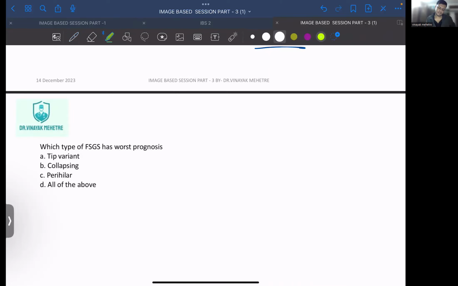Focal segmental glomerulosclerosis. Which type has worst prognosis? The answer is going to be collapsing. In which is it found? It is going to be seen in HIV, right? Cocaine abuser, right? And heroin.